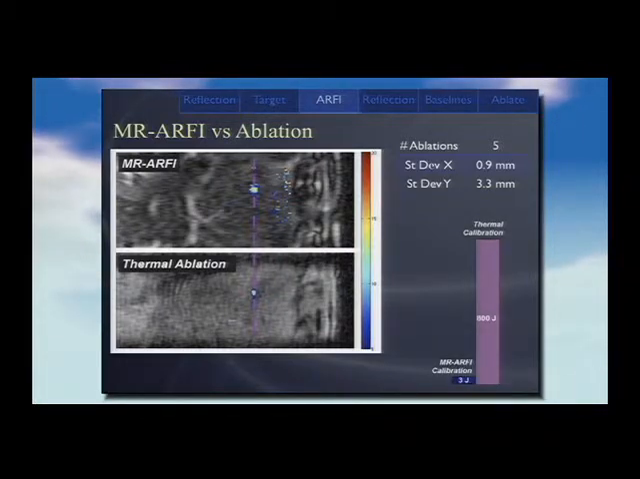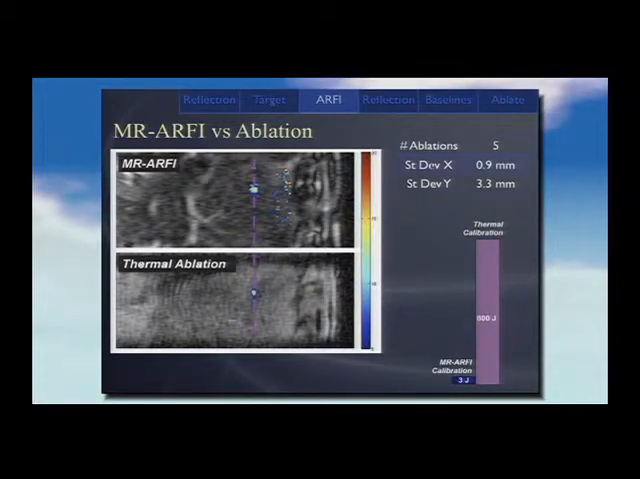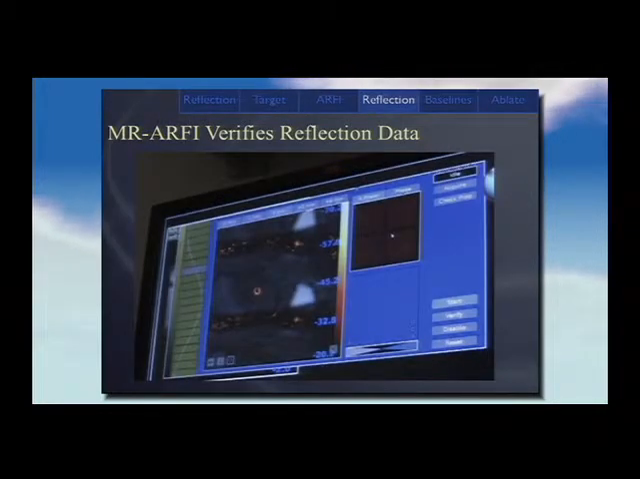Okay, and we're able to then calibrate that focal spot with just a fraction of the energy that a test spot would have required. All right, so we come back one more time and look at the reflection data. So this is the screen showing you the RF picture over here, and over here we can project what the reflection information is telling us.